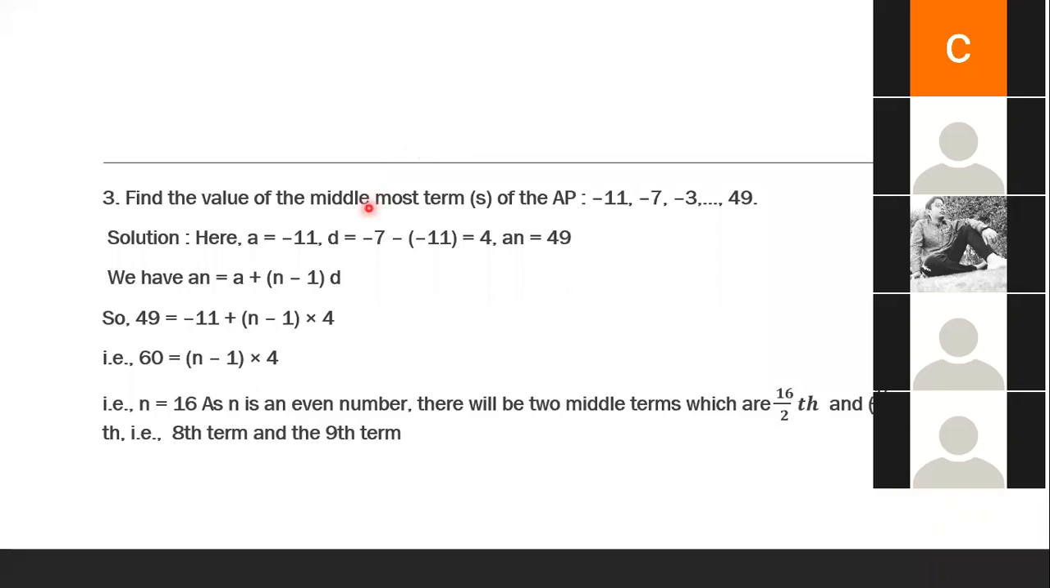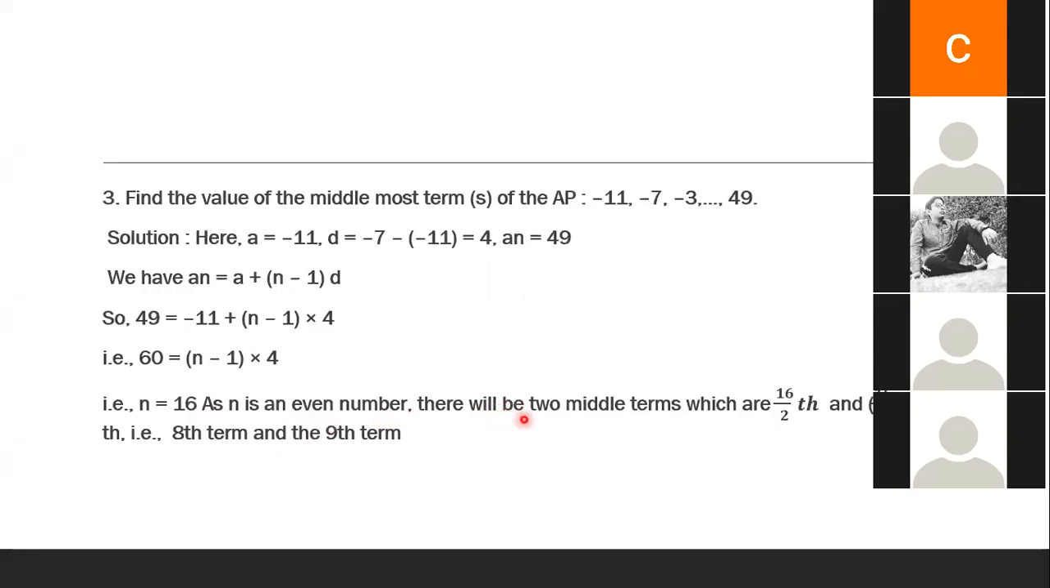First, we'll find out how many terms are there in this entire series. So first, we'll get the A value we know, D value we know, and nth term we got to know, 49. So we'll apply in this one. So n value is 16. There are 16 numbers there.